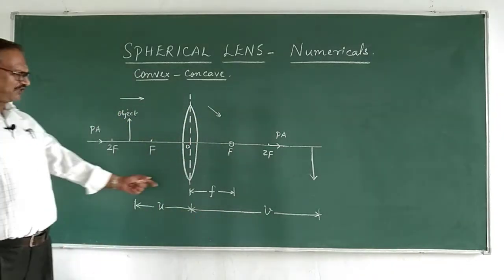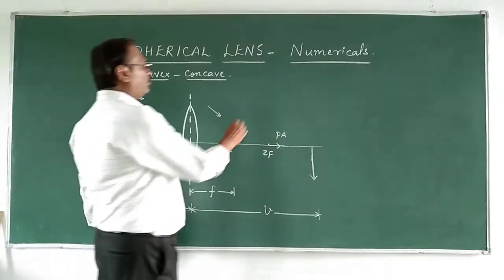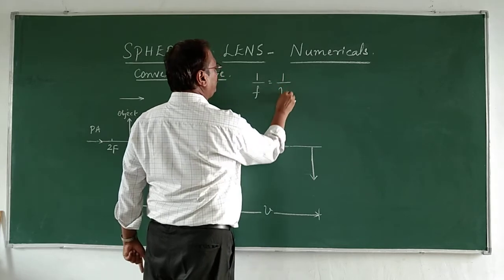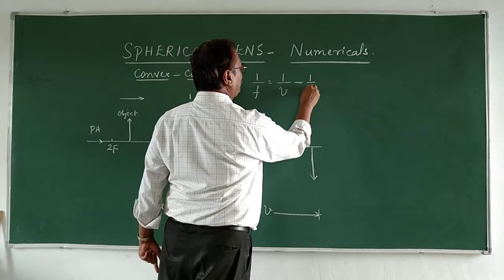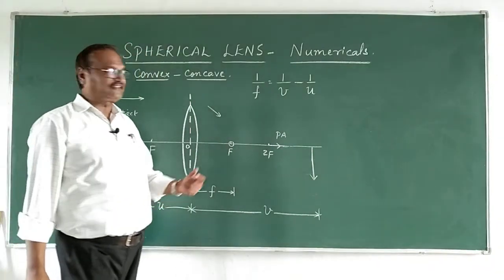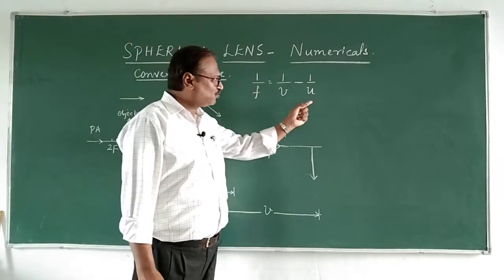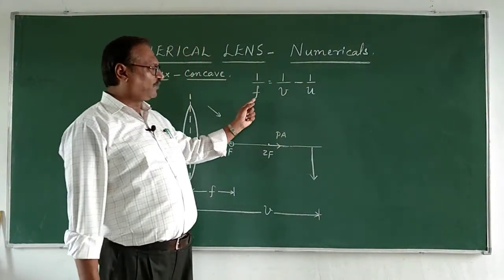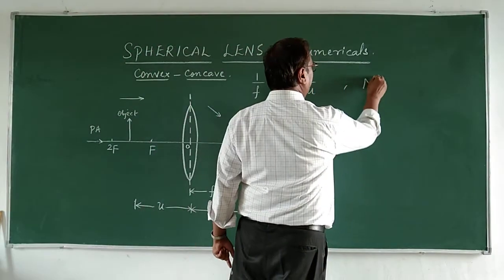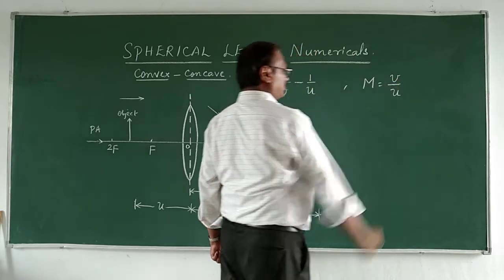Now what is the connection between F, U and V? Very carefully let us note it. 1 upon F is equal to 1 upon V minus 1 upon U. You have to be very careful. The lens equation has a negative sign: 1 upon V minus 1 upon U is equal to 1 upon F. Then what is the formula for magnification? That is simply V upon U.